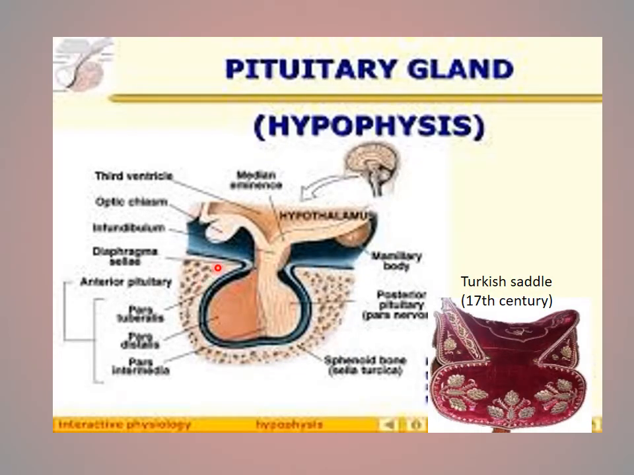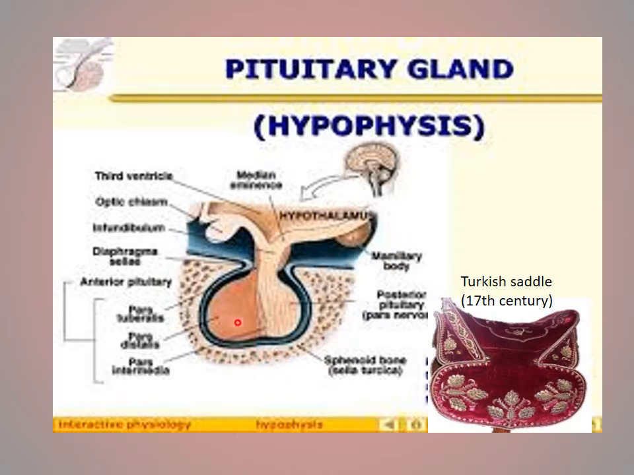The pituitary gland, or the hypophysis cerebri, is present in the hypophyseal fossa of the body of the sphenoid bone. The hypophyseal fossa is also called the sella turcica. Sella means saddle and turcica means Turkish, so it resembles the Turkish saddle. Therefore, it is called sella turcica.